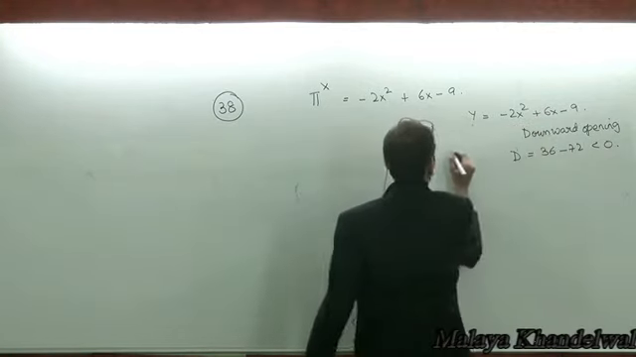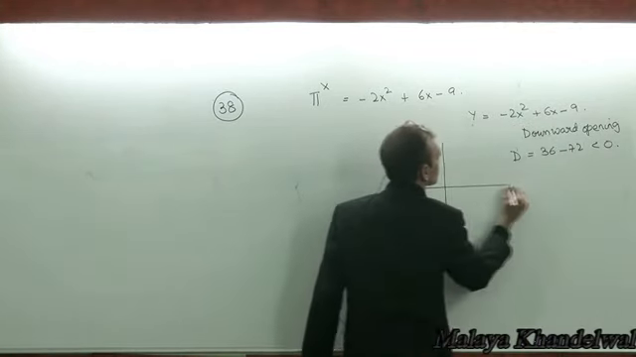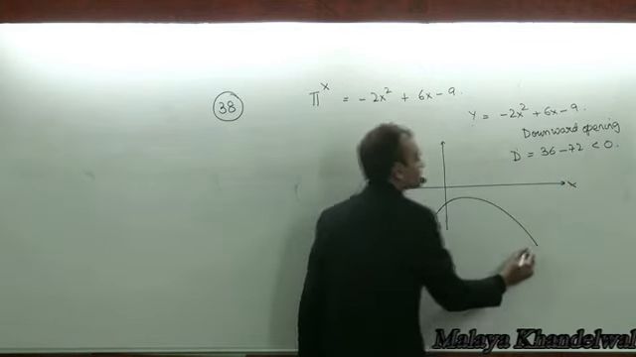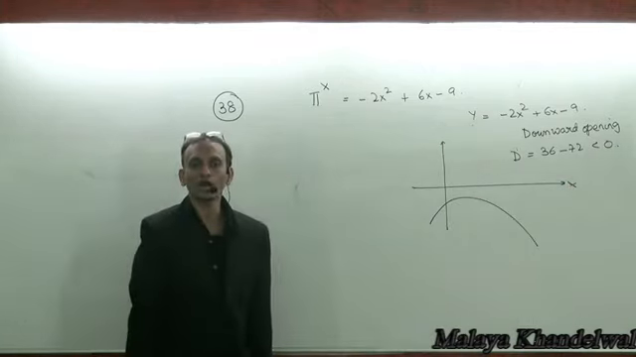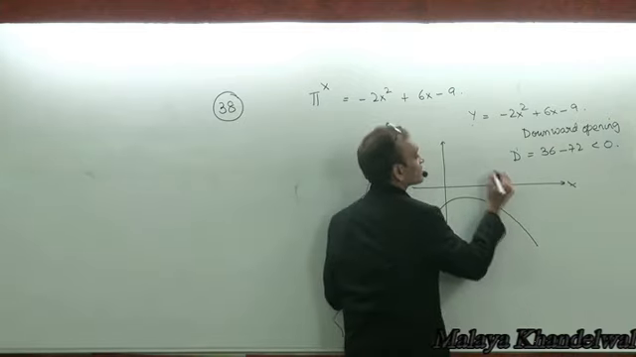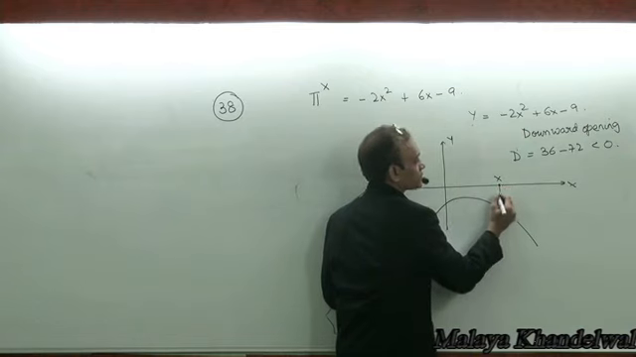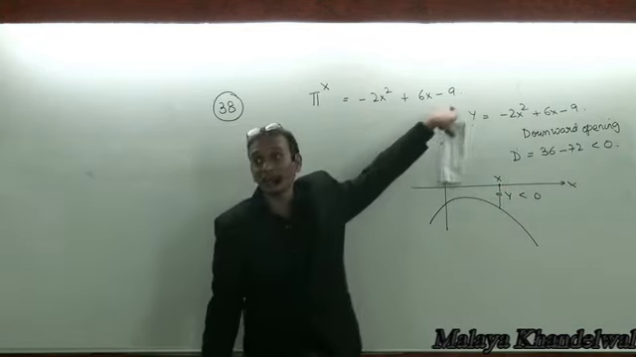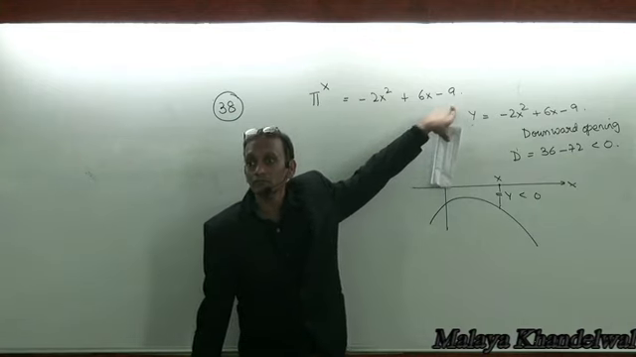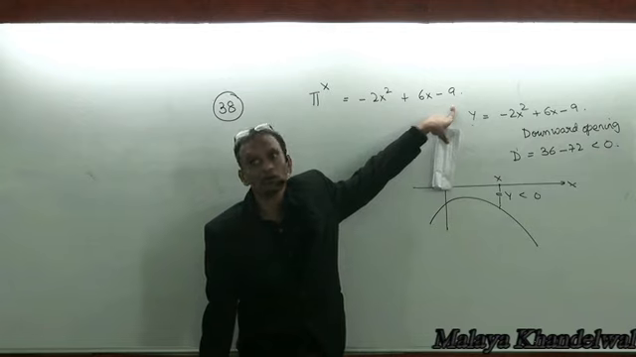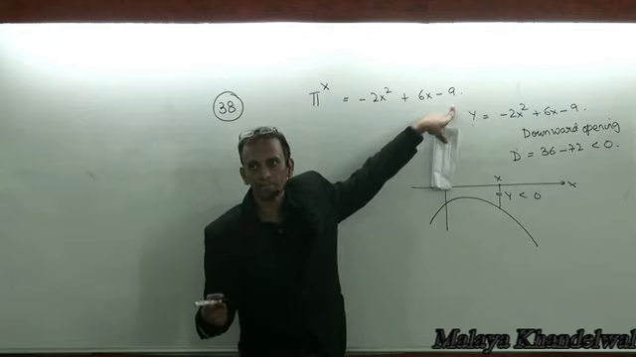Downward opening parabola with no real roots. That means the graph of this must be entirely below the x-axis. No real roots, downward opening. That means for any given x, this expression y must be negative. That means the right hand side is negative for all real x. Yes or no? No? I'll explain again.